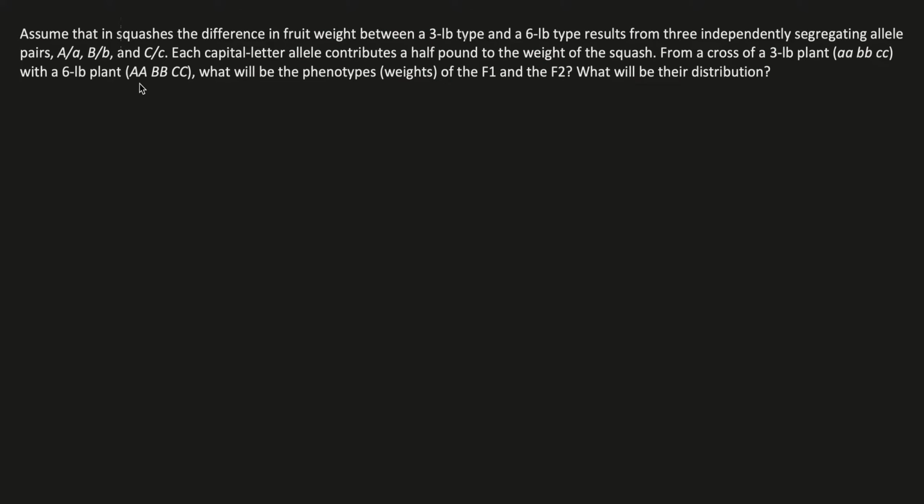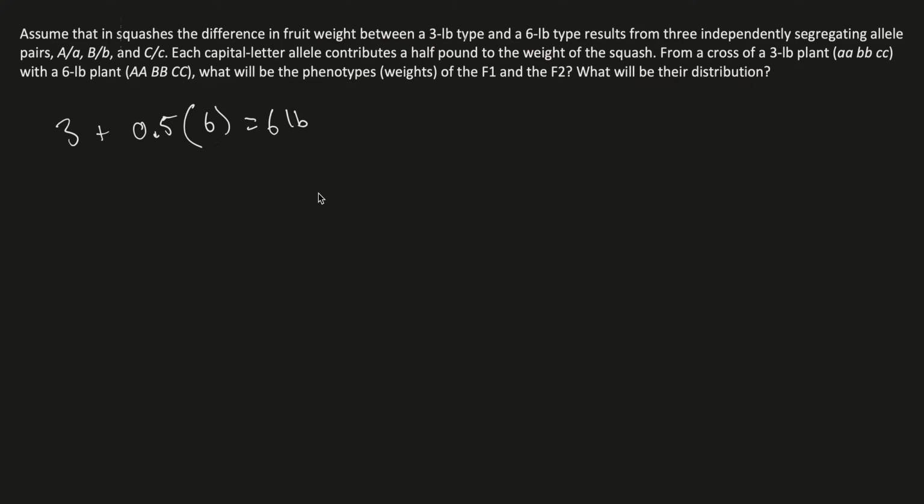Now, we know that if you're homozygous dominant, each capital letter contributes half a pound, and so we have a 3-pound base weight. So our base weight is 3 pounds, plus 0.5 times the number of capital letters, right? So basically we have 6 over here for our homozygous dominant. That's how we get our 6 pounds.